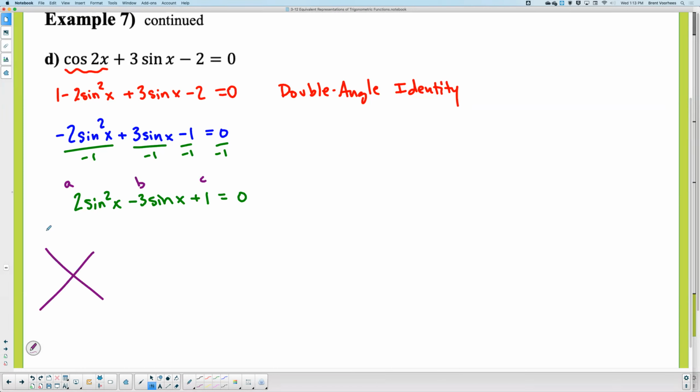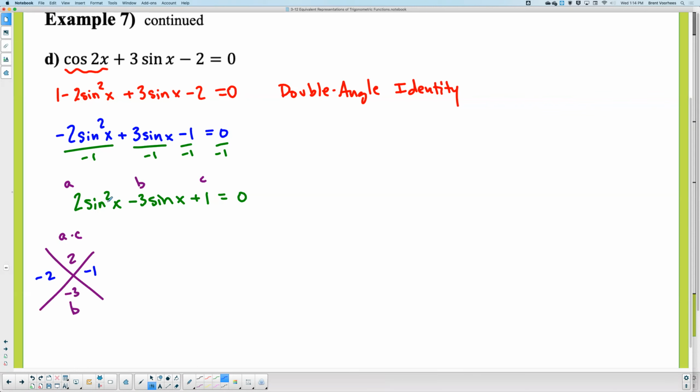If I do my factors of A times C, and that would be 2, and they need to add up to be negative 3. The factors of 2 that get to 3, ignoring the negatives for a moment, those values would be a 2 times 1. 2 times 1 is 2. 2 plus 1 is a 3. Now, to make it a negative 3, these both would need to be negative. Now, check it. When you multiply, they still give you positive 2, so we're good.